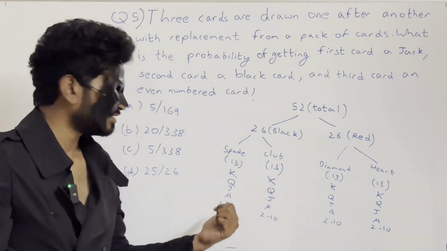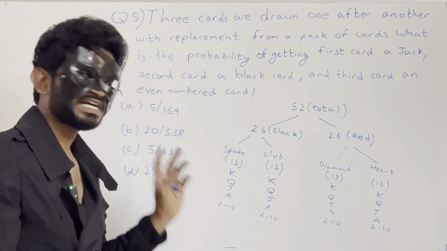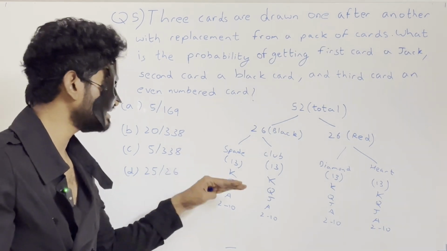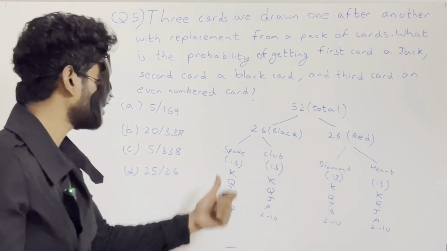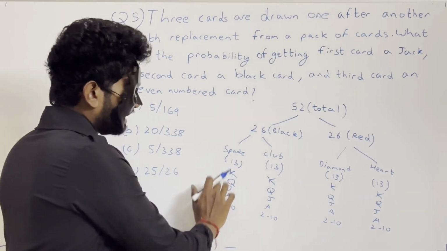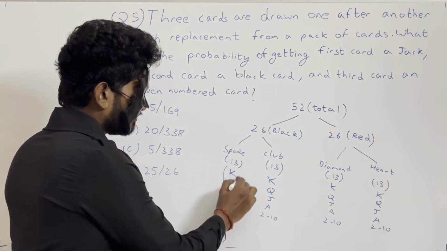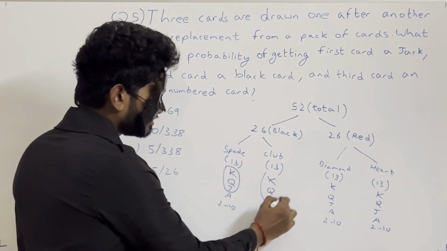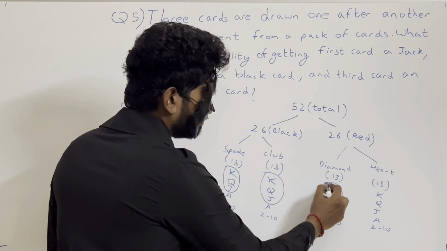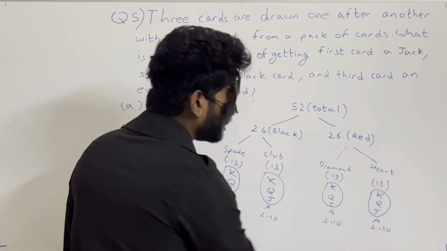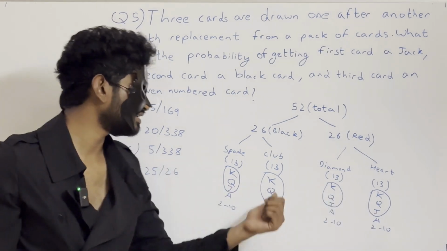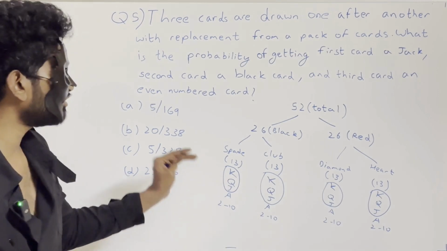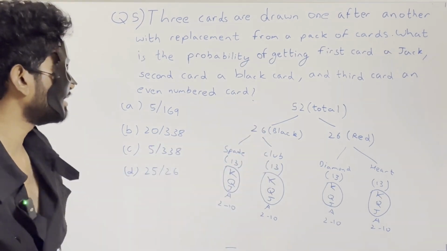And here the face cards are nothing but king, queen, and jack. If you see a pack of cards, they have a face on them. That's why they are known as face cards. So king, queen, and jack are known as face cards. You know all of these. So if they ask you the total number of face cards, it will be nothing but 3 plus 3 plus 3 plus 3, that is 4 into 3, which is 12. So the total number of face cards in these 52 is 12.